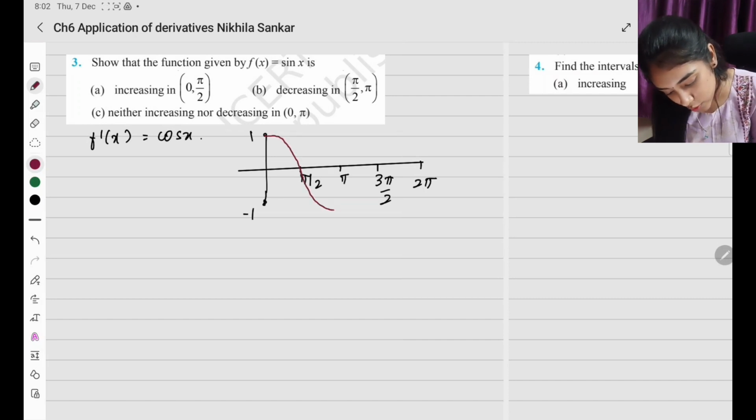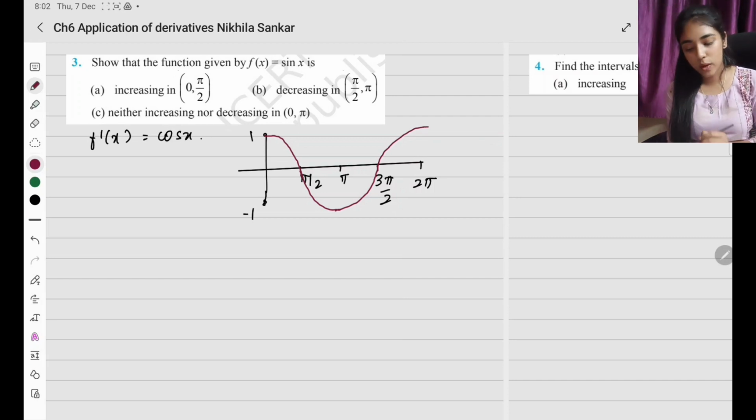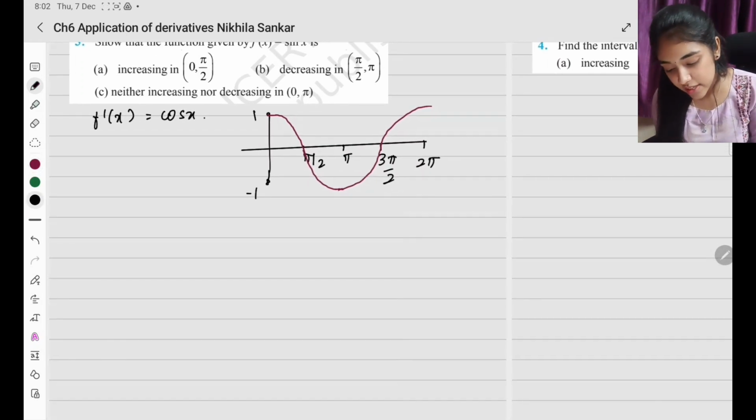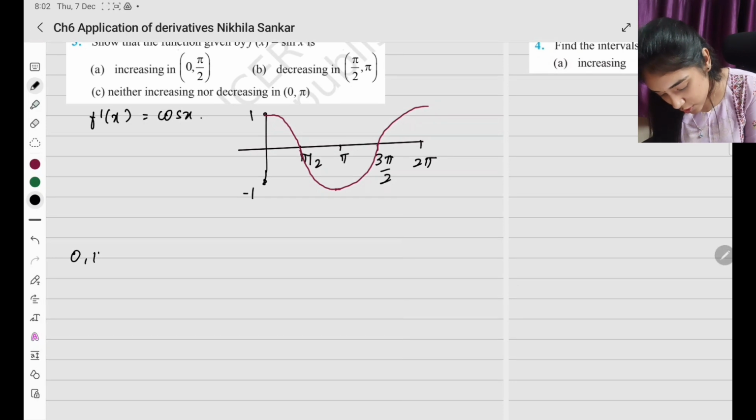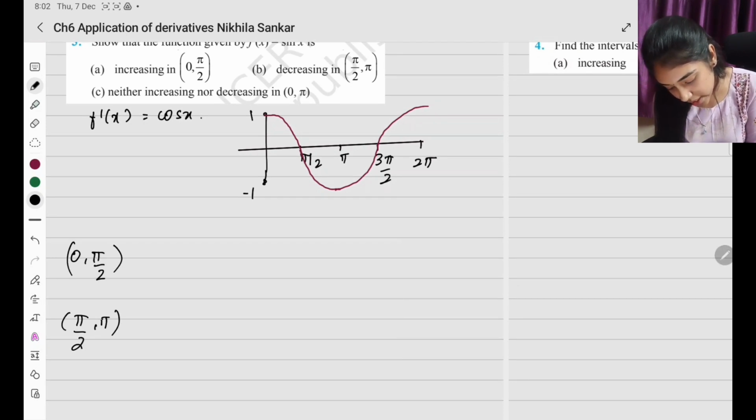So this is how the value looks: pi is 1, minus 1 at 3 pi by 2 is a 0, 2 pi again is going to be a 1. Okay, now I'm going to look at the intervals 0 to pi by 2, and pi by 2 to pi. How is it going to look?